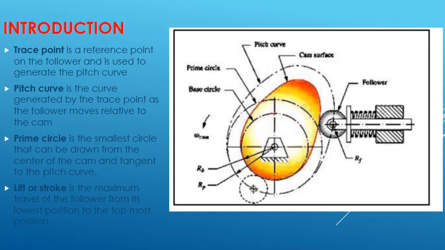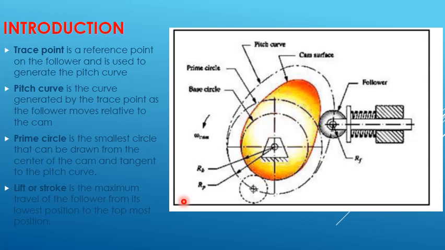You can also refer to your textbook for further explanations on these notes. We have a trace point, a reference point on the follower which will generate the pitch curve. So this is the roller follower, and there will be a point touching the curve here, that will be our trace point.